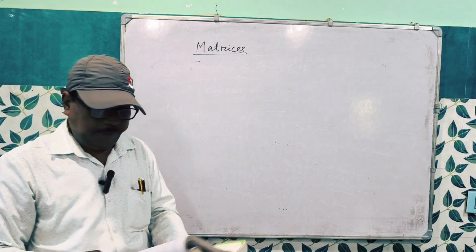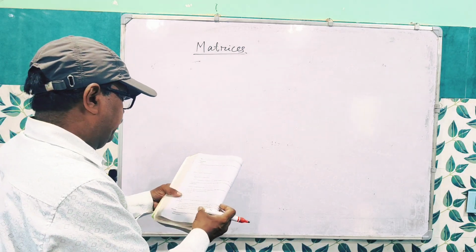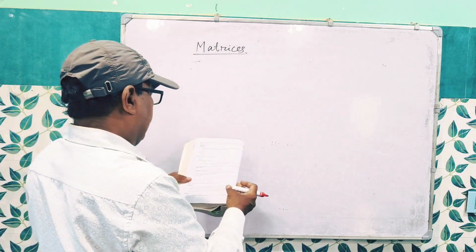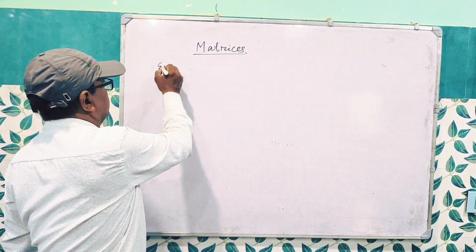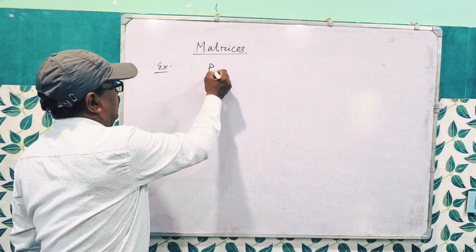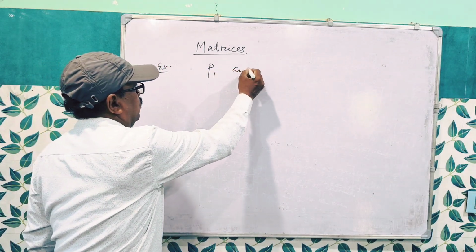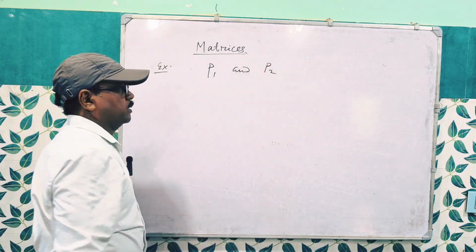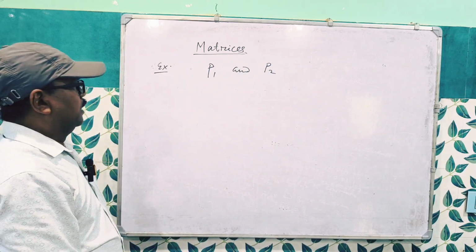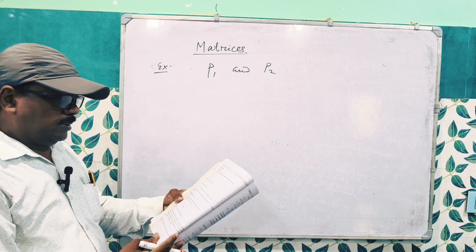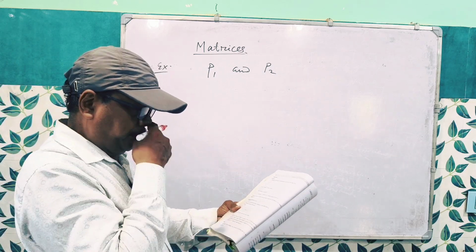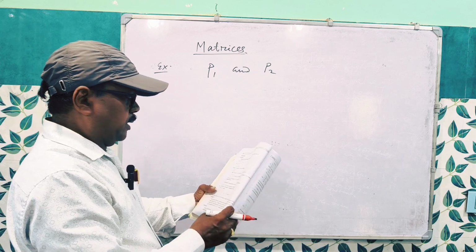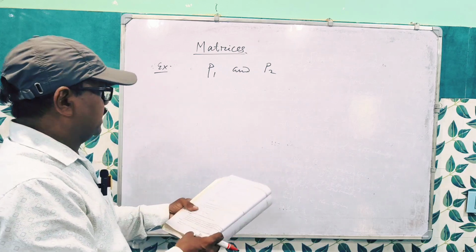Suppose the total investment in farming and business by two persons P1 and P2. P1 and P2 are two persons, and they invest in farming and business 10 lakhs and 15 lakhs respectively.